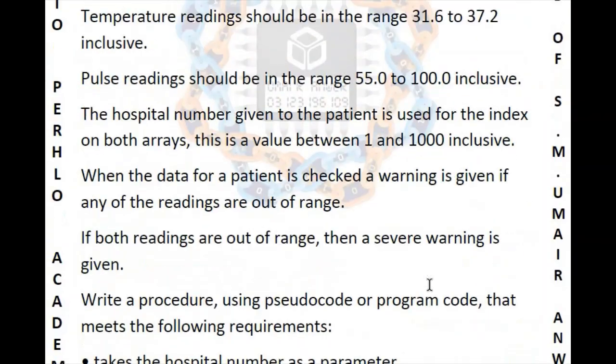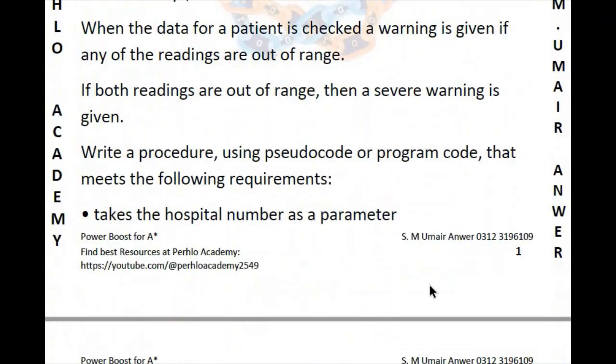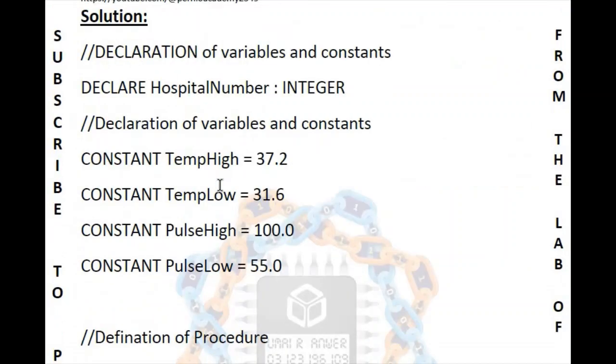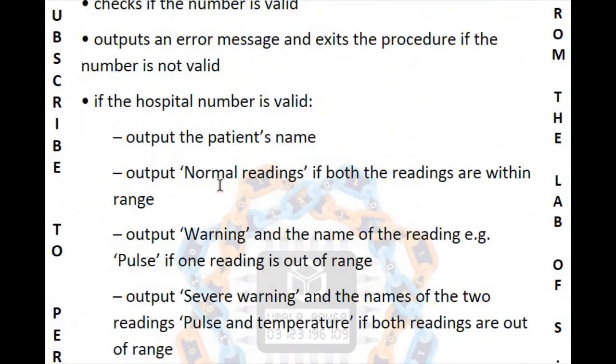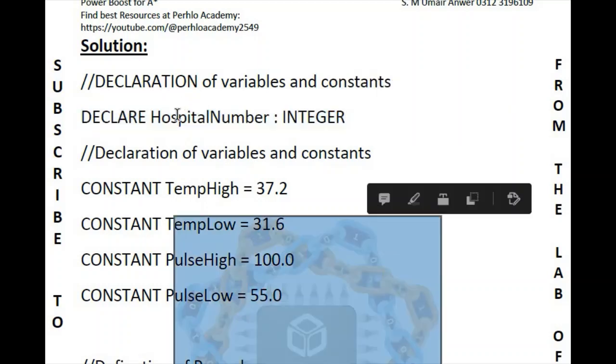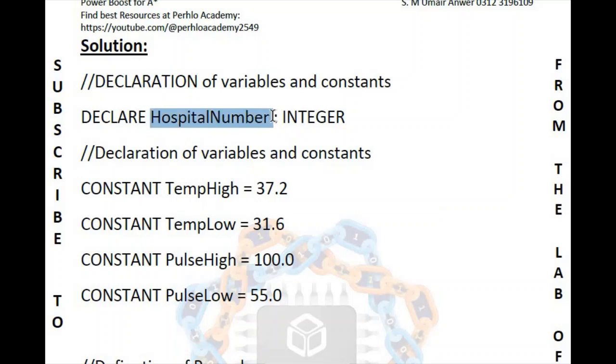Now how you are going to solve it is quite simple, in the sense that you only have to make a procedure and that's it. Now let's see how it's done. First of all, we'll declare our variables and constants. The first of our variables would be an integer by the name of hospital number, so we can take it as an input from the user and provide it to the procedure as a parameter.